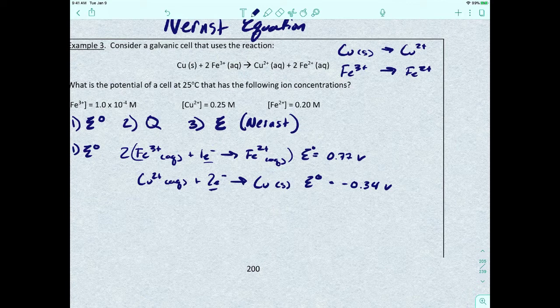But here's the next question. These are written as reduction half reactions, but one of these is oxidation. Which one is it? To answer that, we go back to the original equation. Copper is solid and elemental, so it has an oxidation number of 0. It becomes copper 2+, so it has to lose 2 electrons. So copper is the half reaction that we're going to flip around.